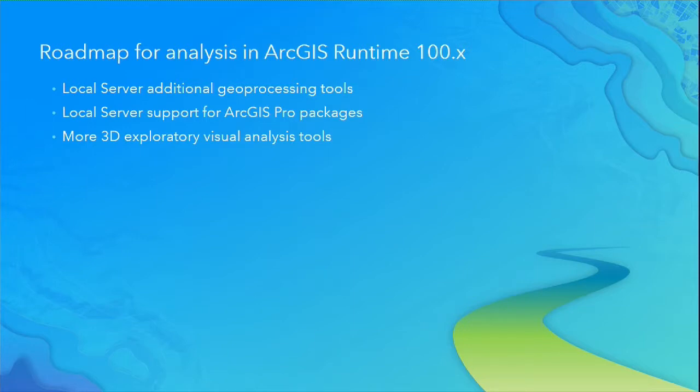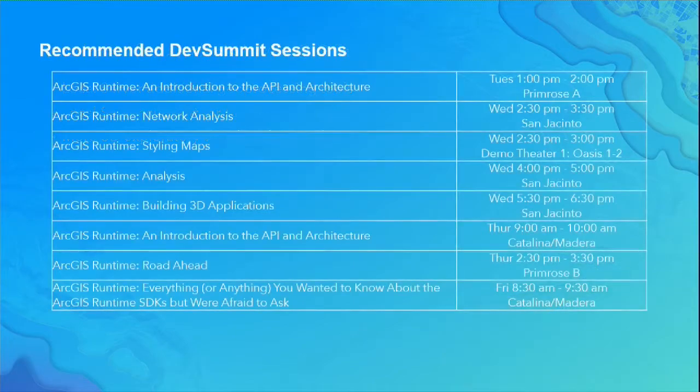But we've also been taking feedback from you over the last 2 or 3 years on the tools that you need, and we've been adding those. So we really want to hear that feedback on tools that you need to enable those workflows. We're also looking at support for ArcGIS Pro geoprocessing packages and map packages within the local server. Currently, that local server component requires packages created with ArcMap 10.5.1, and then more 3D exploratory visual analysis tools as well. So here are some recommended DevSummit sessions again. All of those are past at this point, but this is a reference for you to go back and then look up these sessions.